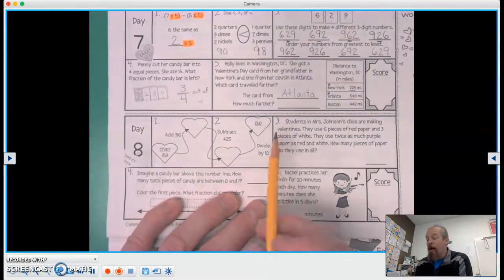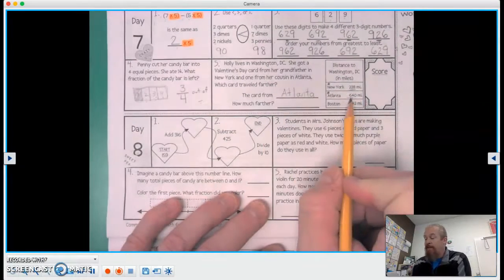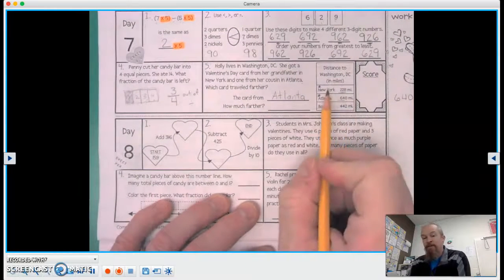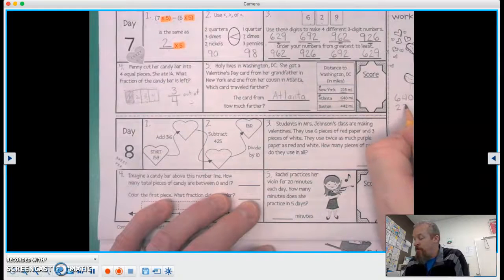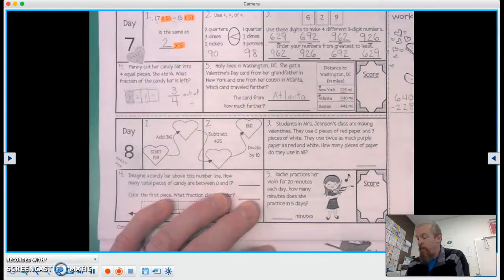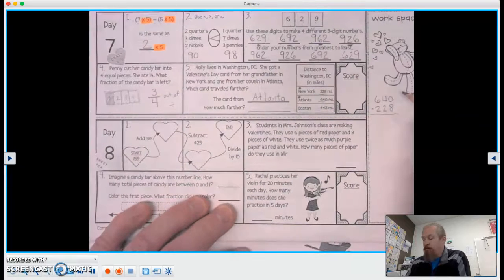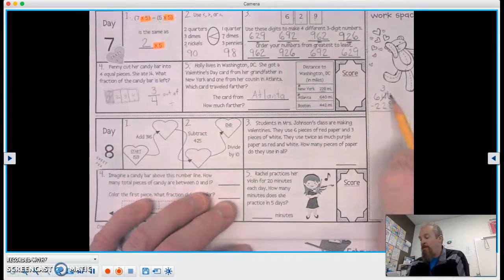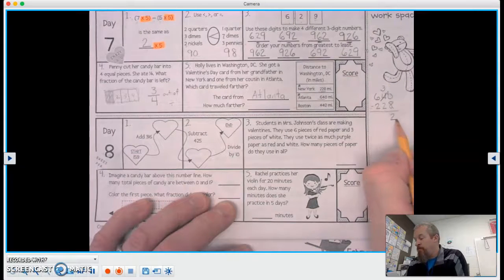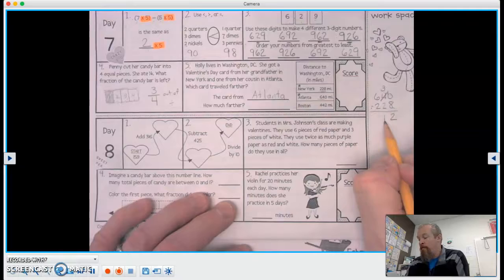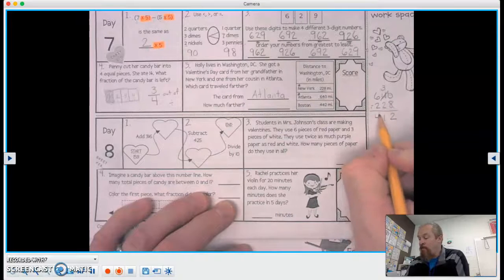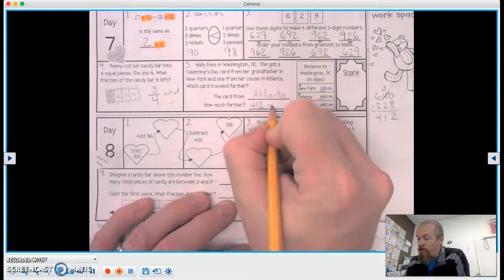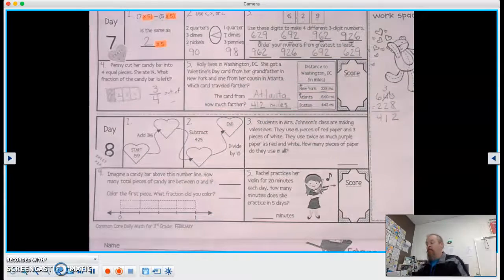Now it's asking how much farther. So it's not asking for the 640 miles, right? So it's 640, and we're comparing it to New York, which is 228. So 0 minus 8, more on the floor, we have to borrow from next door. Now we have 10 minus 8 is 2. 3 minus 2 is 1. And 6 minus 2 is 4. So how much further or farther? 412 miles.